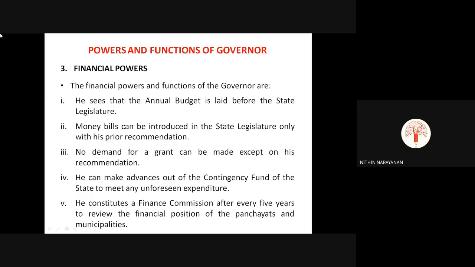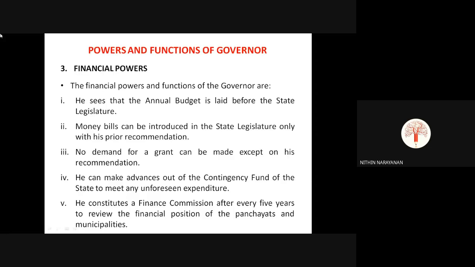No demand for a grant can be made except on his recommendation. He can make advances out of the contingency fund of the state to meet any unforeseen expenditure. He constitutes a finance commission after every 5 years to review the financial position of the panchayats and municipalities. സോ നമുക്കറിയാം നമ്മൾ ത്രിതല പഞ്ചായത്തുകൾ അങ്ങനെയാണല്ലേ. സ്റ്റേറ്റ് ലെവൽ കഴിഞ്ഞാൽ പിന്നെ ഡിസ്ട്രിക്ട് ലെവൽ വരും, ദെൻ മുനിസിപ്പാലിറ്റി ലെവൽസ് വരും, ദെൻ പഞ്ചായത്ത് ലെവൽസ് വരും.